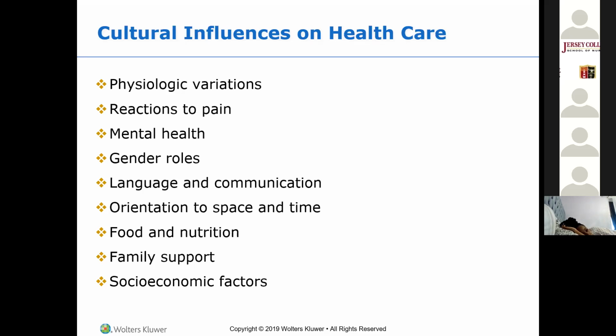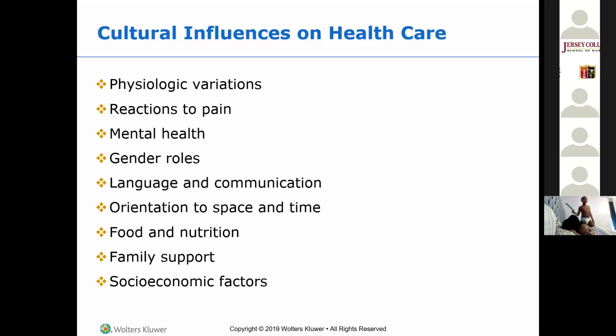Food and nutrition. How well I eat, how does my diet affect my health? My familial support, how does that affect my health? And what other factors? Socioeconomic. If I'm in an area where I can't get to healthcare, or I can't get to the same healthcare as you, or if I don't have insurance, I'm not going to be able to see the same doctors as you. How is that going to play a part in my healthcare?